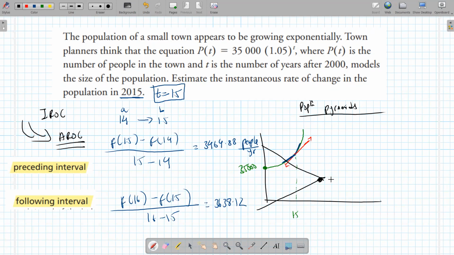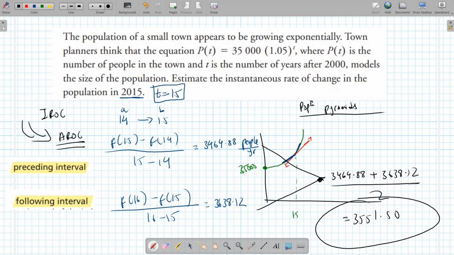So here, one good answer is you take the average. You take the preceding, you take the following, and you take the average of them: 3638 plus 3464.88, divided by 2. So far this is the best answer. You take the before, the after, and you take the average of them. So that's one way to find the IROC. You change it into an AROC.